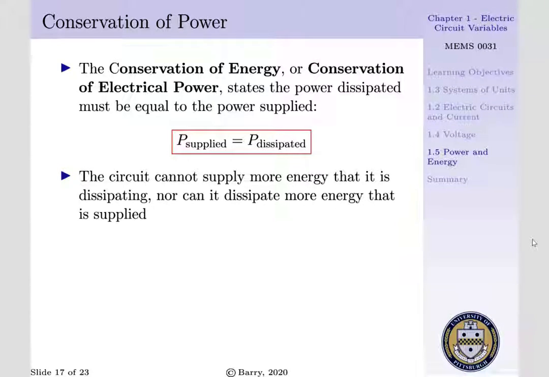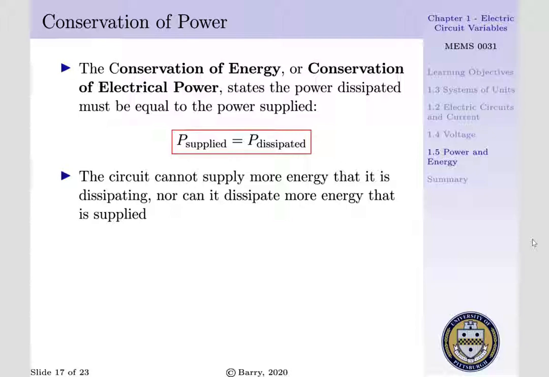The conservation of energy, also stated as the conservation of electrical power, states that the power dissipated must be equal to the power supplied of the circuit. That is, if our circuit is supplying 8 watts, we must be dissipating 8 watts. Recall, our power is equal to our voltage times our current.